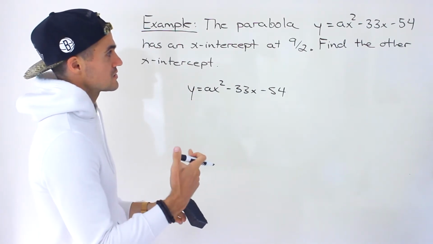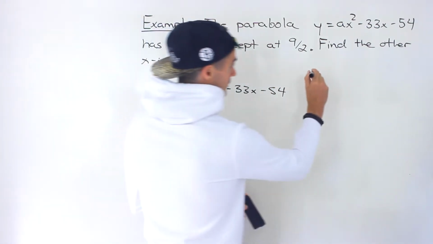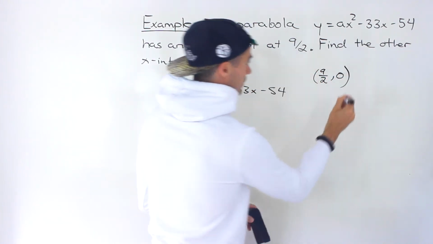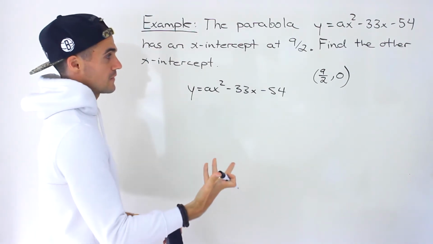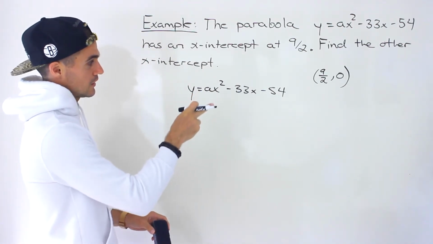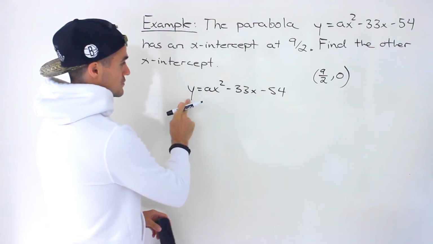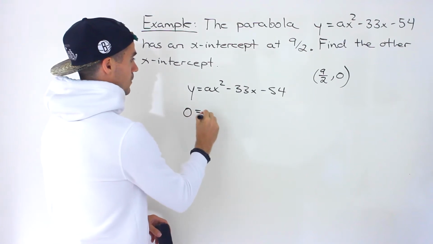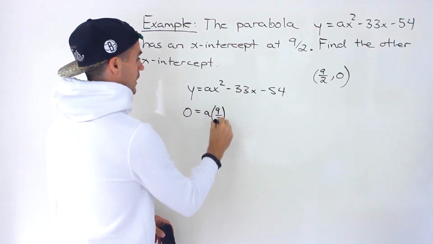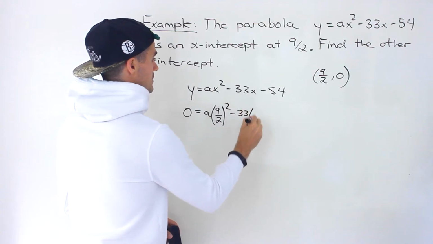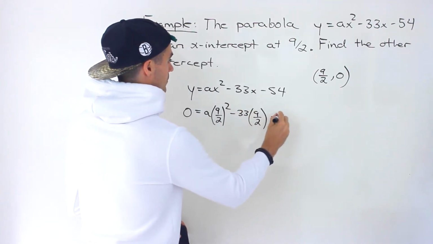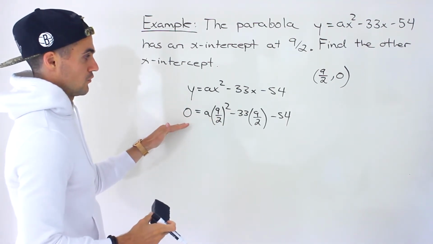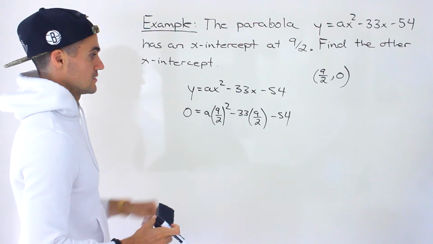We're told one x-intercept is 9 over 2, meaning that there's a point on this graph with a coordinate of 9 over 2 and 0, or 4.5 and 0. So what we could do is plug in 9 over 2 for the x value, plug in 0 for the y value, and then solve for that a value. Notice that then we will have one unknown in this equation over here, right? This a value is the only one that's unknown.